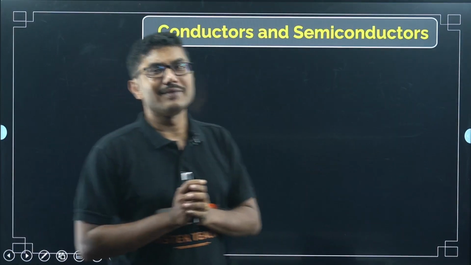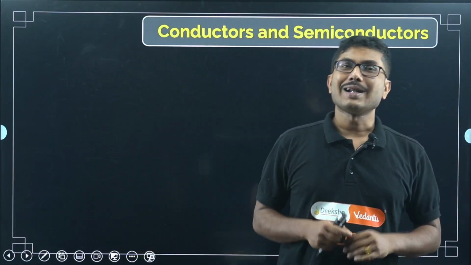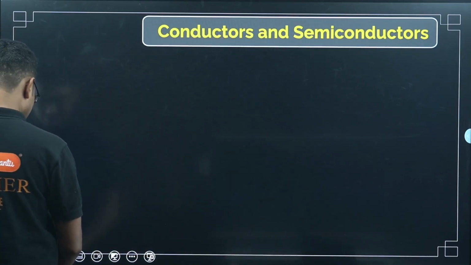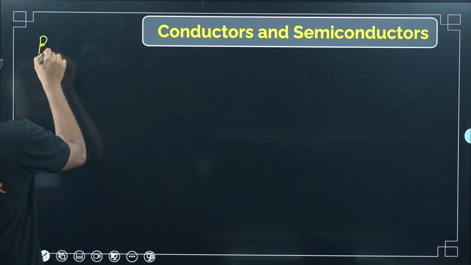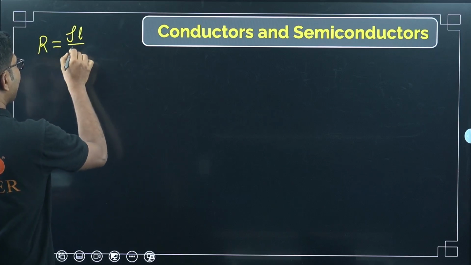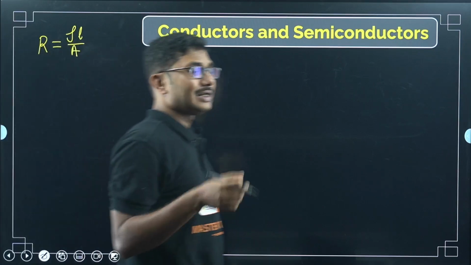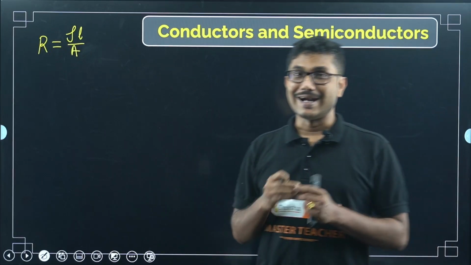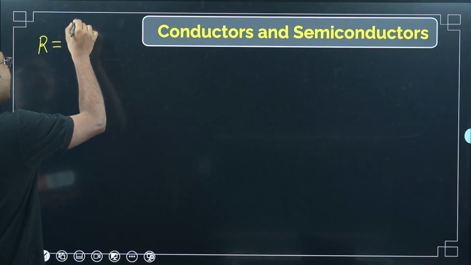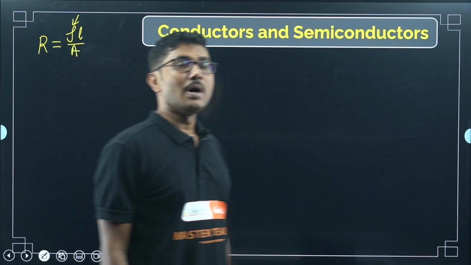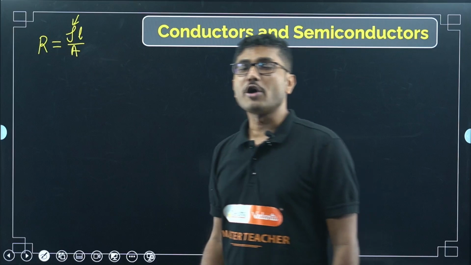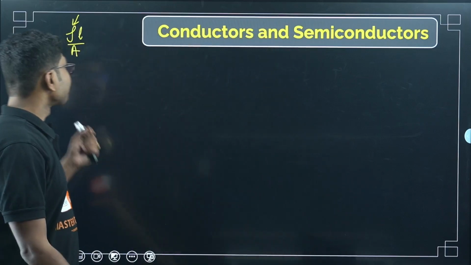So far we have learned that there is something called conductivity, right? If you remember, we started the discussion with the term resistivity. So R equals rho L by A. This was the relationship that we learned in the chapter current electricity, and we said R is resistance and rho is resistivity. Resistivity varies from material to material, but for metals, for conductors, it is usually very low, and for non-metals it is very high.